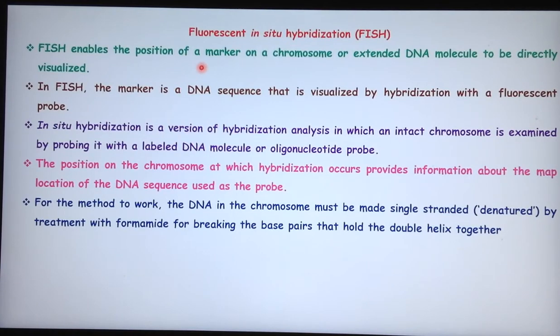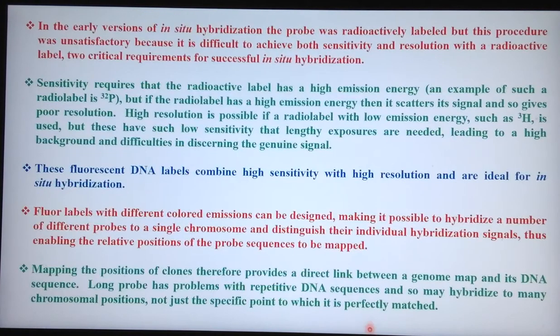So FISH enables the position of a marker on the chromosome or extended DNA molecule to be directly visualized, and the marker here is the DNA sequence that is visualized by hybridization. It's a version of hybridization analysis in which an intact chromosome is examined by probing it with a labeled DNA molecule, and the position on the chromosome at which hybridization occurs provides information about the map location of the DNA sequence used as probe. DNA has to be denatured before we process for fluorescence in situ hybridization.